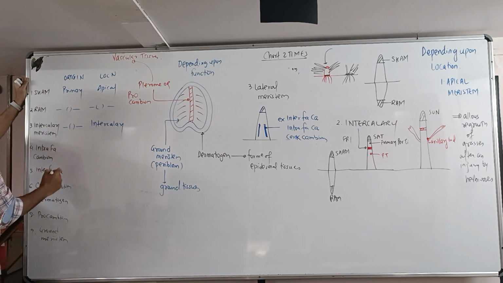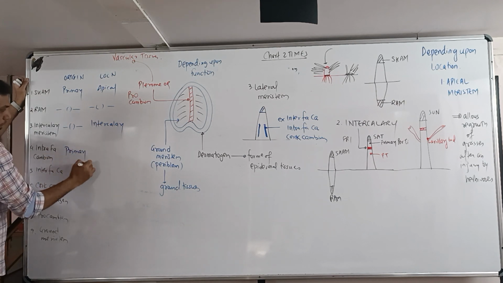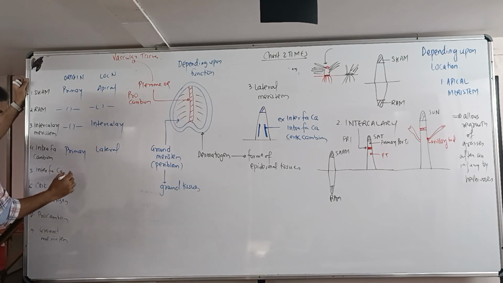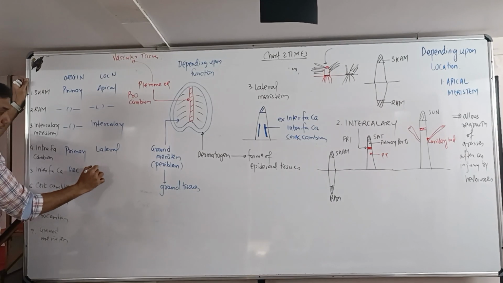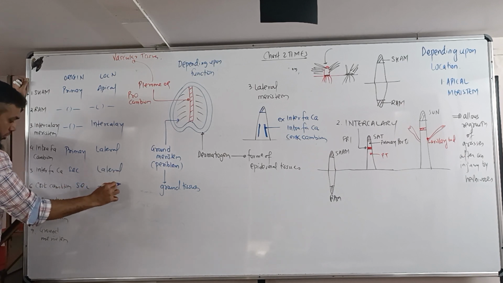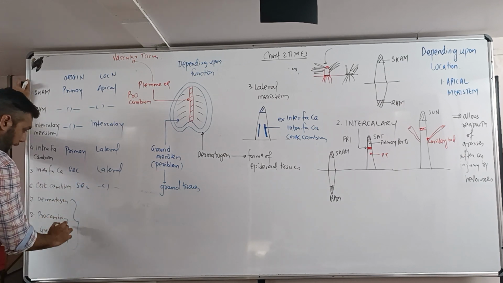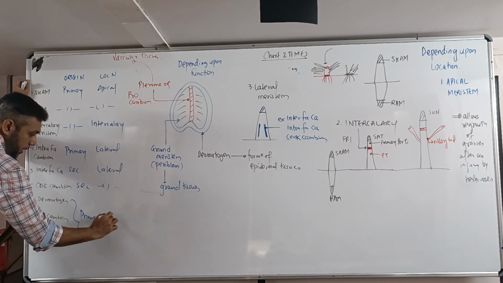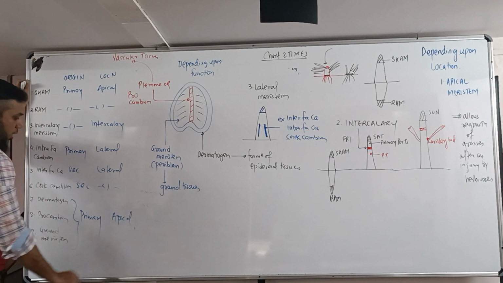Black line. Primary. Depending upon the location, lateral. Interfascicular. Secondary. Depending upon the location, lateral. Cork cambium. Secondary. Location, lateral. All these three together, depending upon their origin, they are called as primary. And depending upon the location, they are called apical.